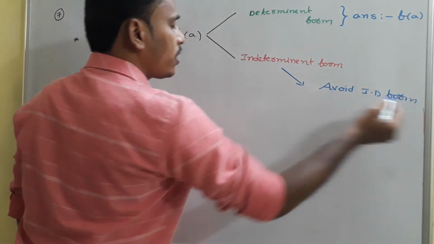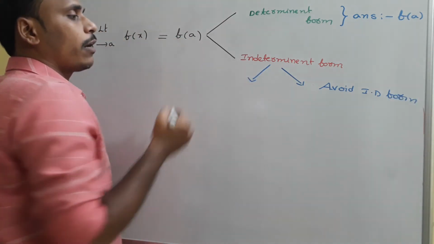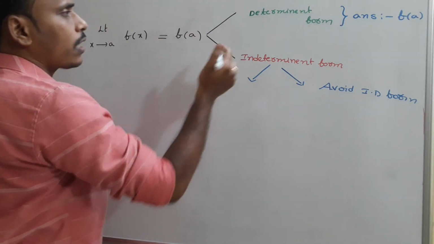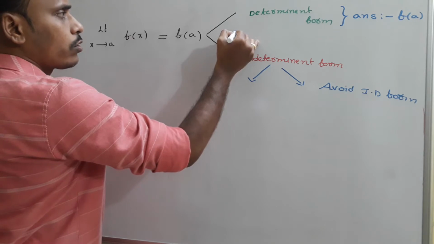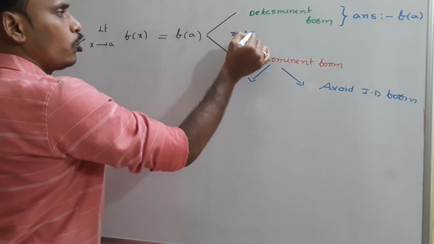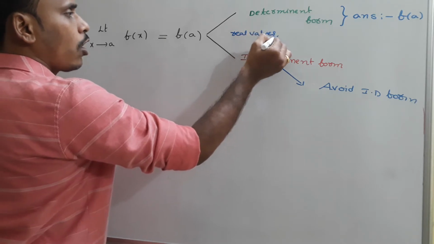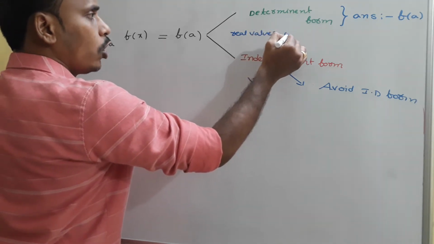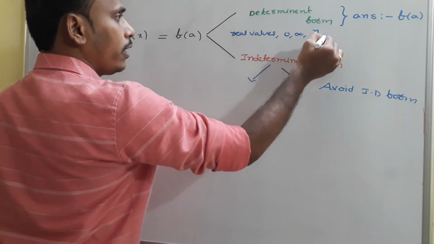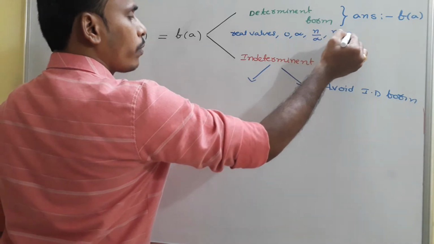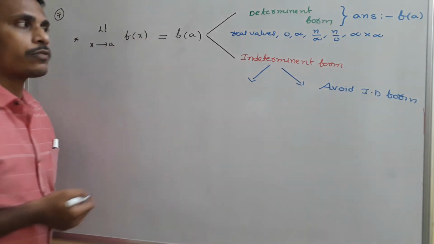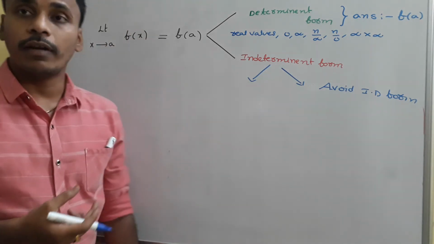Basically, what is a determinate form and what is an indeterminate form, we need to know about it. Determinate forms are simply usual real values, or it may be 0, or infinity, or something by infinity, or something by 0, or infinity into infinity. All these forms are usually considered determinate forms.